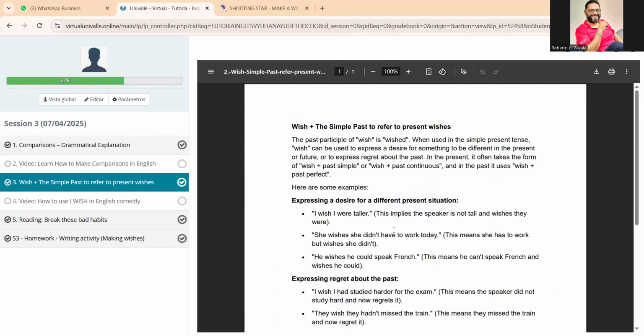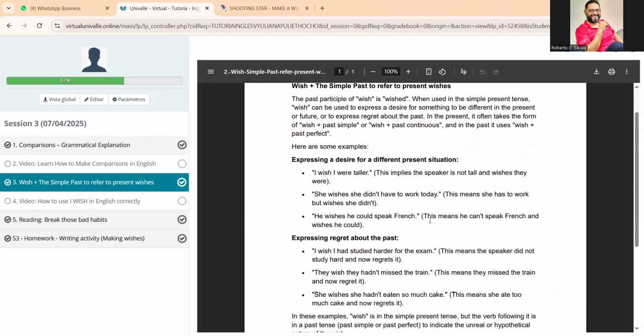Here we're going to look at wish plus the simple past to refer to present wishes. The past participle of wish is wished. When used in the simple present tense, wish can be used to express a desire for something to be different in the present or future, or to express regret about the past. In the present, it often takes the form of wish plus past simple, or wish plus past continuous. And in the past, it uses wish plus past perfect. Here are some examples.